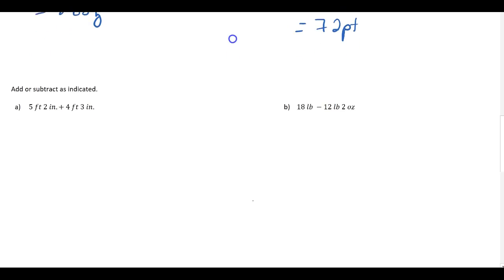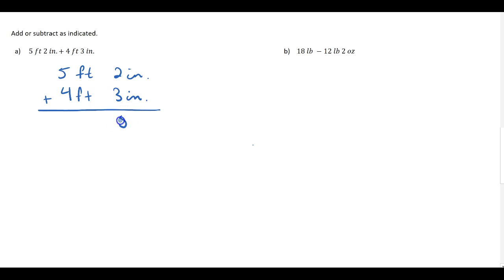Now I want to do some addition and subtraction with these. When we're working with units, we have to be a little bit careful. It's the same thing as where we have variables. We combine the same variable, like terms, with like terms. So we're going to do the same thing here. I've got 5 feet 2 inches plus 4 feet 3 inches. So I'm just going to line them up, and we're going to say that 5 feet 2 inches plus, I'm going to line up 4 feet and 3 inches. I'm going to add my inches, I'm going to add my feet.